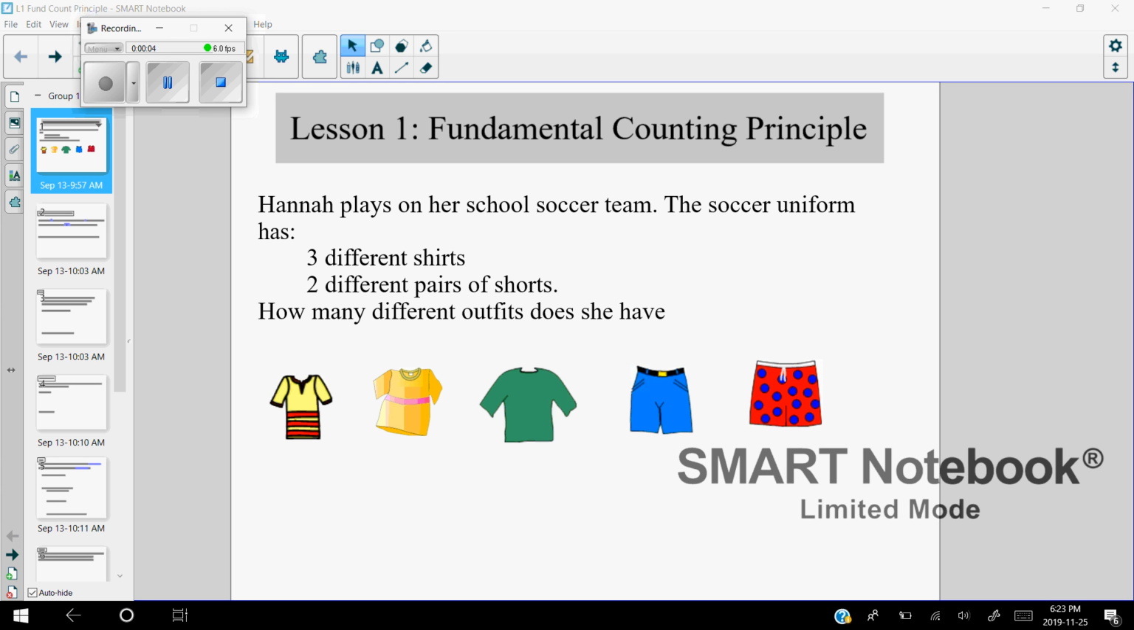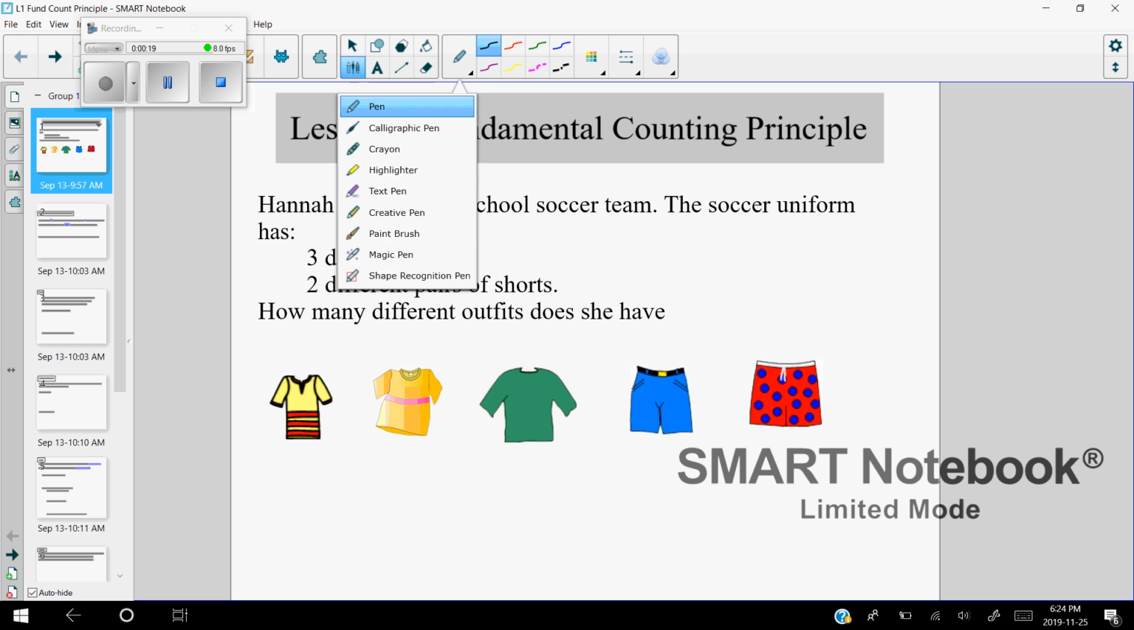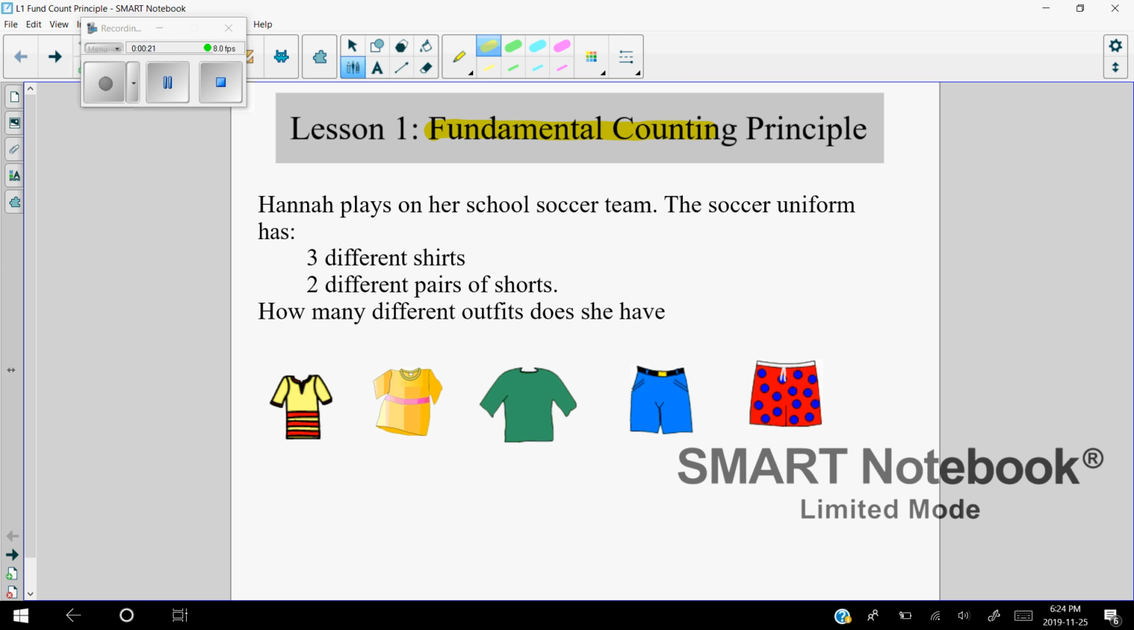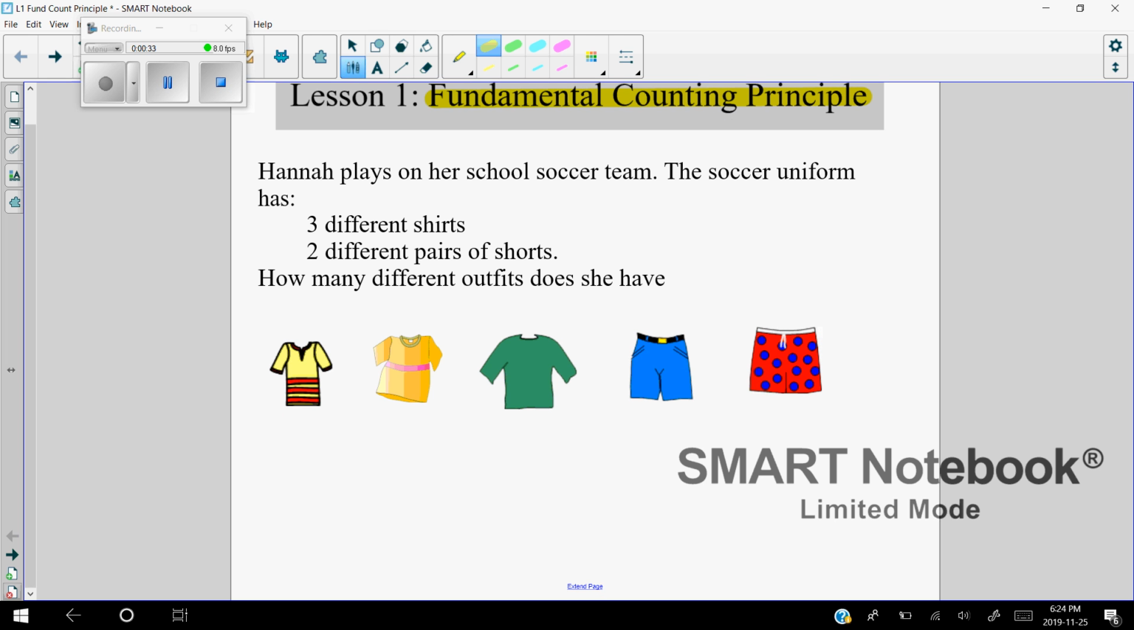Today you will be starting your new unit on permutations and combinations. Before we get into what permutations and combinations are, we have to learn a few things. So the first thing that we have to learn is called fundamental counting principle, and that is the title of the first lesson. So fundamental counting principle helps us find out how many different ways we can organize things. So just as a quick kind of prelude to the unit and to the lesson, we have an example here.